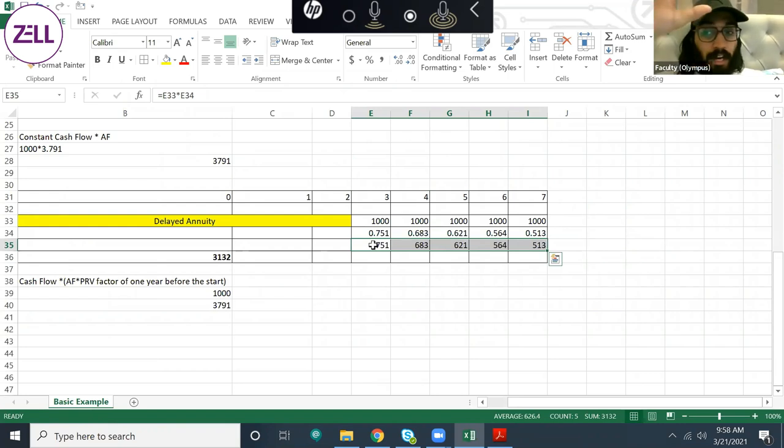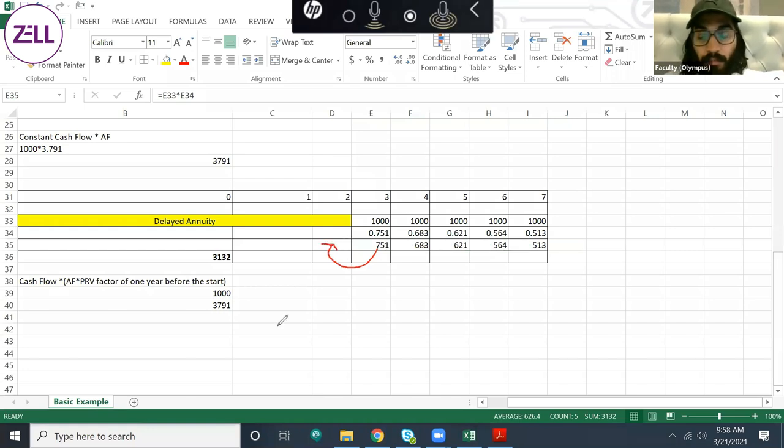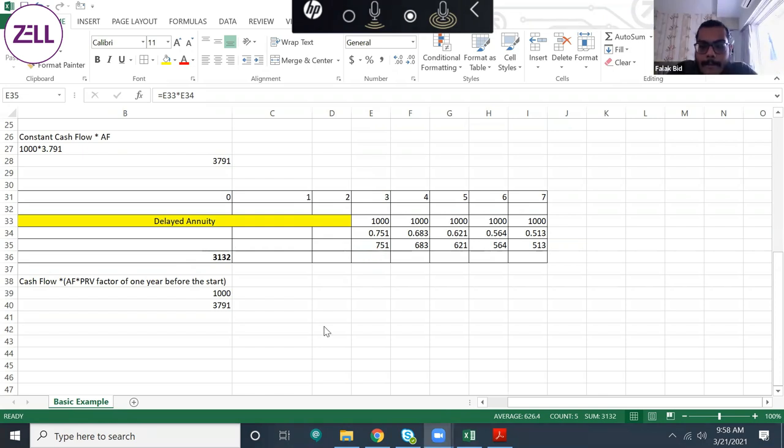Because I have discounted only 5 times, only 5 repetitions I have taken. Yes or no? So if I discount it 5 times, then I will come to year 2, right? Yes, but today is year 0. I need to come to year 0, because when we are trying to make a decision, it is today. Clear everyone?